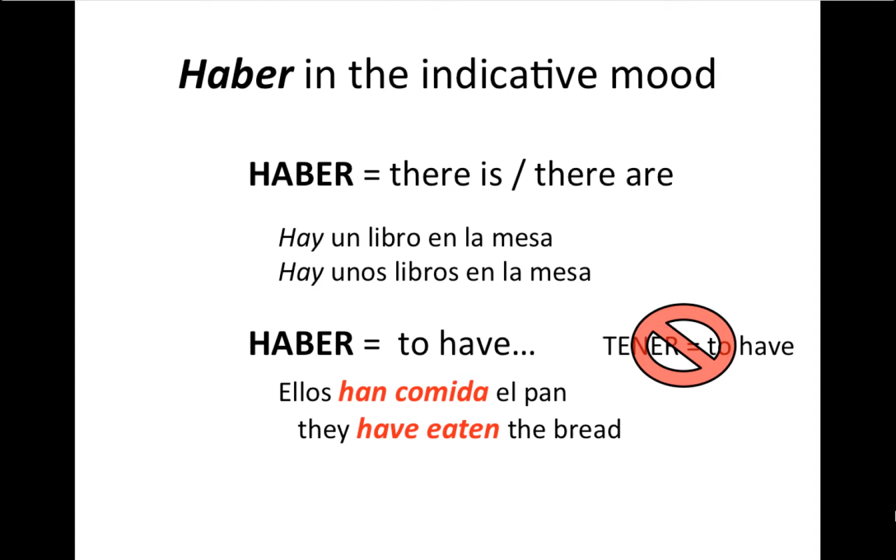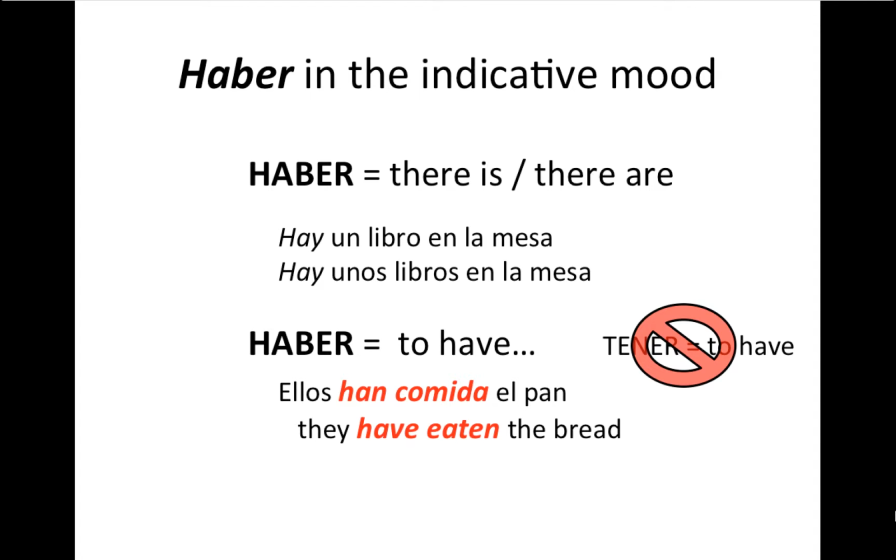So haber actually has two functions in the indicative mood. One, as you've seen here, means there is or there are when we're talking about the quantity of something. Hay un libro en la mesa. Hay unos libros en la mesa. Its other function is to use it with the past participle. For example, comer, comido. Those are the ito, ido endings to the verbs. And then it has a conjugated form, which we're going to be going over.